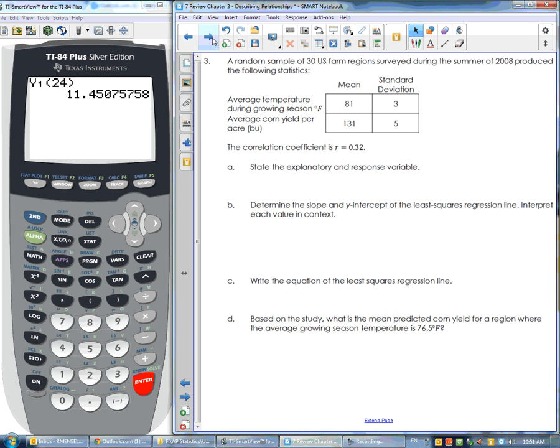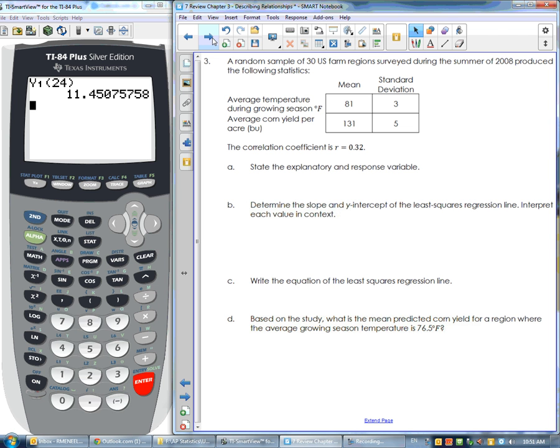All right, and number 3. So now you're given summary statistics, and you have to be able to come up with a regression equation based on those summary statistics. So it basically says a random sample of 30 U.S. farm regions surveyed during the summer of 2008 produced the following statistics. So we know that the average temperature during the growing season has a mean of 81 and a standard deviation of 3. And the average corn yield per acre has a mean of 131 and a standard deviation of 5, and we know there's a correlation coefficient of 0.32.